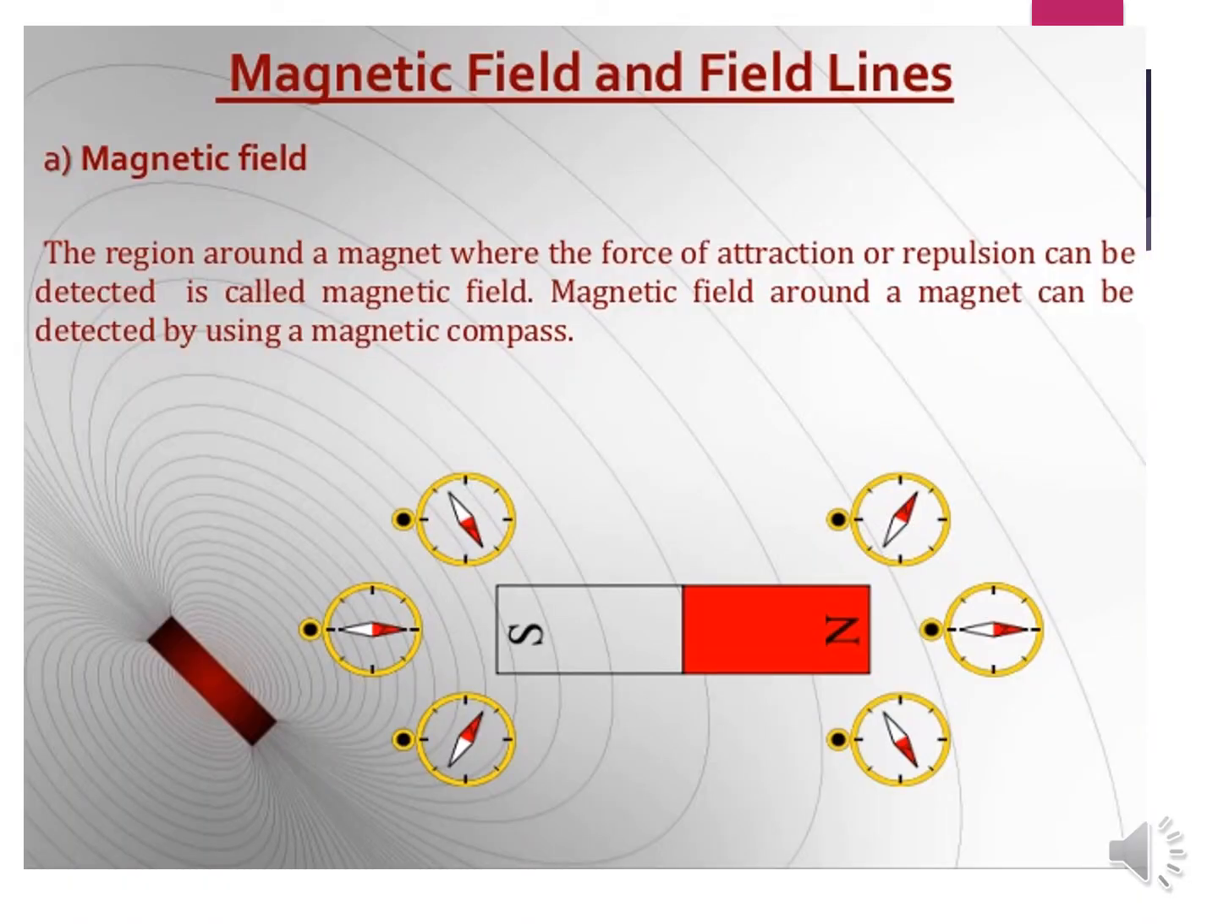Magnetic field and field lines. The region around a magnet where the force of attraction or repulsion can be detected is called the magnetic field. The magnetic field around a magnet can be detected by using a magnetic compass. You can see the bar magnet with north and south directions. When we keep the compass needle near the south side, it points towards the north, and when we keep the compass needle near the north pole, it deflects towards the south direction.